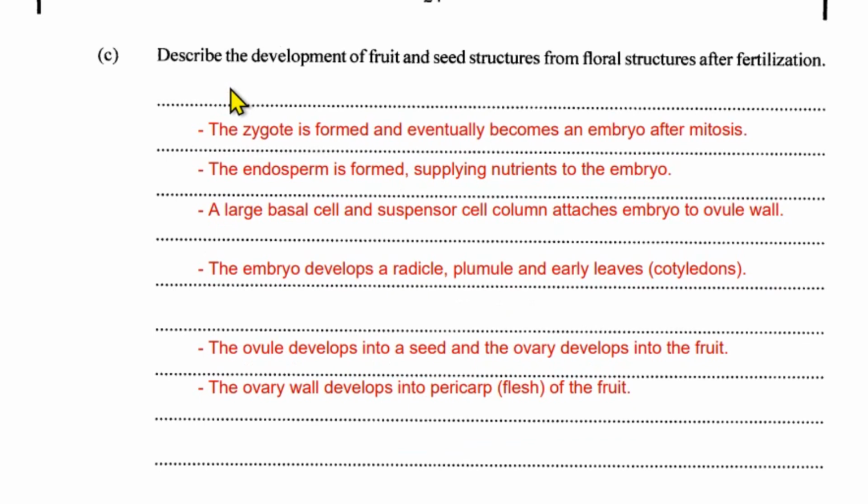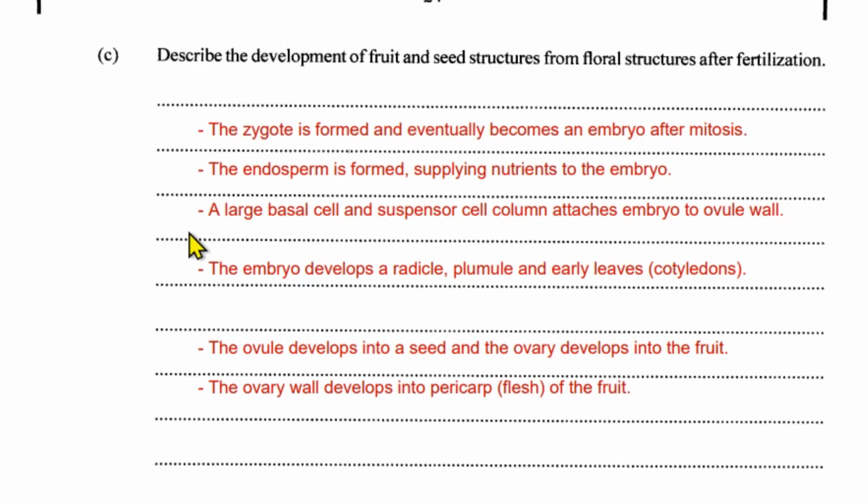So remember, the egg would become a zygote. So the zygote is formed, and eventually that zygote is going to undergo mitosis and become an embryo. Next we have the endosperm, which you remember is formed from a triploid endosperm nucleus. And the endosperm is, think of it as the plant placenta. It is basically the food storage, and that will supply nutrients to the embryo.